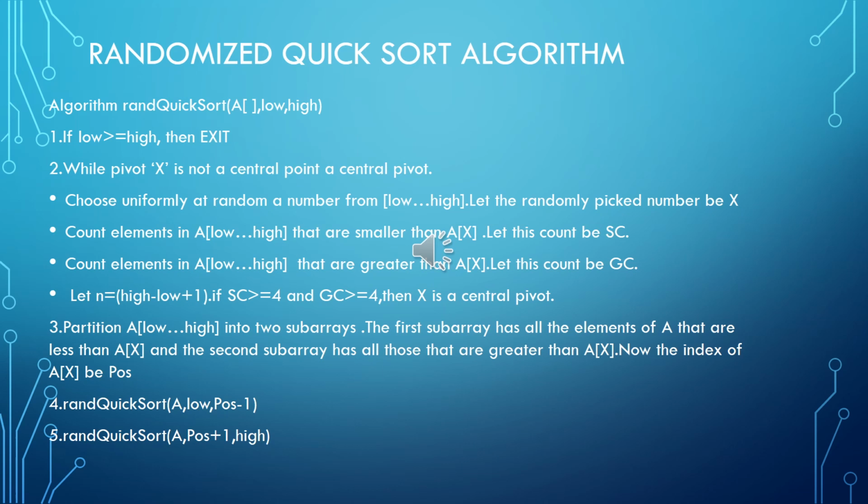Let n be equal to high minus low plus 1. If SC is greater than or equal to n/4 and GC is greater than or equal to n/4, then x is a central pivot. Partition the array into two subarrays. The first subarray has all the elements of A that are less than A of x, and the second subarray has all those elements that are greater than A of x. Now let the index of A of x be pos, and first perform randomized quicksort on A from low to pos minus 1, and second perform randomized quicksort on A from pos plus 1 to high.